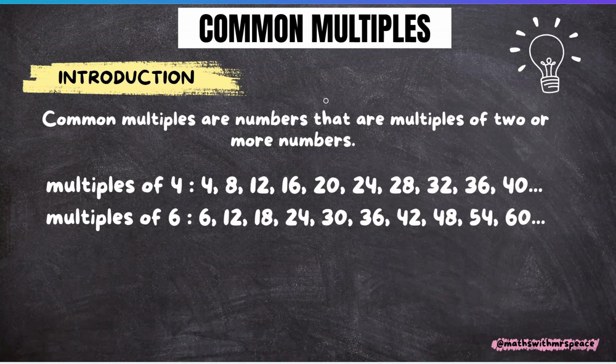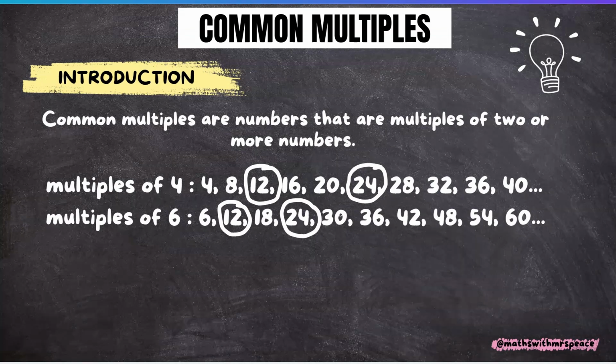But 12 is a common multiple because 12 is a multiple of 4 and 12 is also a multiple of 6. So what I like to do is, when I identify my common multiples, I just go ahead and circle it like this, so it's easy for me to identify when I'm making the list. So we have 12 there, and let's look for our next common multiple. That would be 24. We have 24 here, and we have 24 here as well. So 24 is a common multiple of 4 and 6.